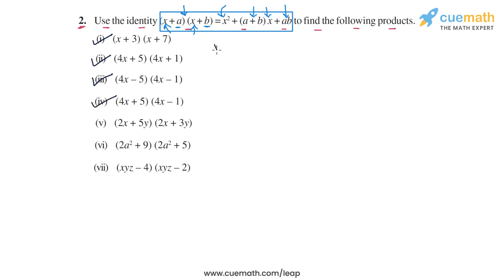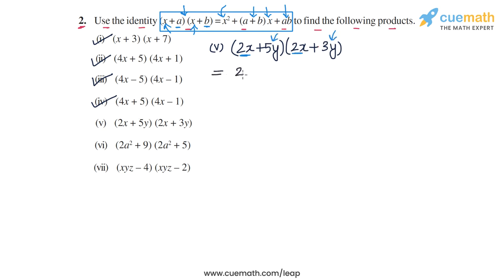Next we come to part 5, in which we have to calculate the product 2x plus 5y times 2x plus 3y. So in these two binomials in the product, the common term is 2x. So we have 2x in both the binomials, and the non-common terms are 5y and 3y. So let's apply the identity now.